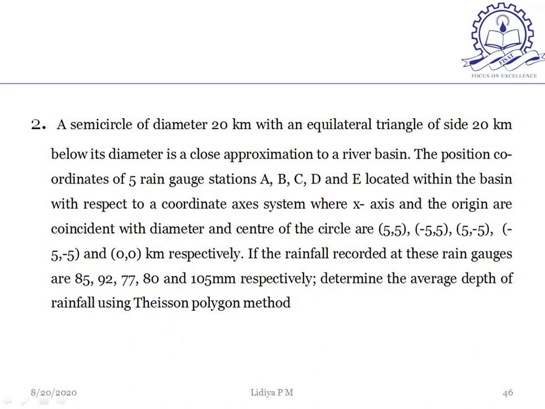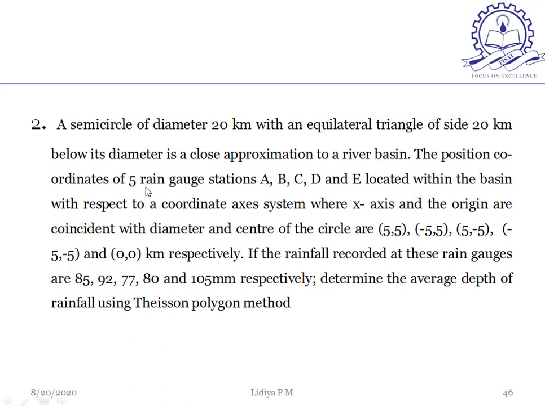So here we have to use the Thiessen-Polygon method. First we'll read about the shape of the river basin. That is, if you consider the first sentence, a semicircle of diameter 20. So imagine there is a semicircle with an equilateral triangle of side 20 km below its diameter, which is a close approximation to the river basin. So there is a semicircle, then there is an equilateral triangle.